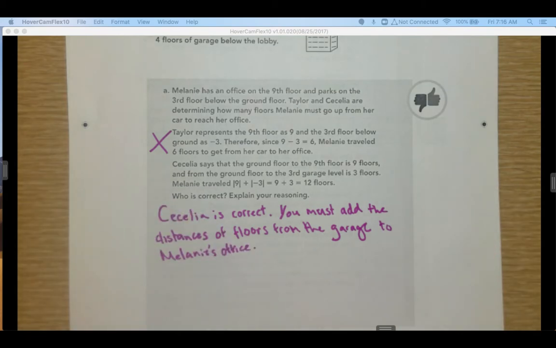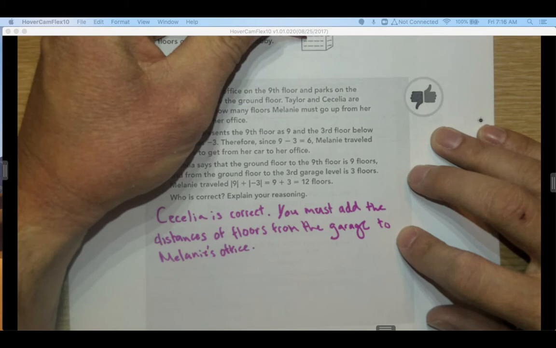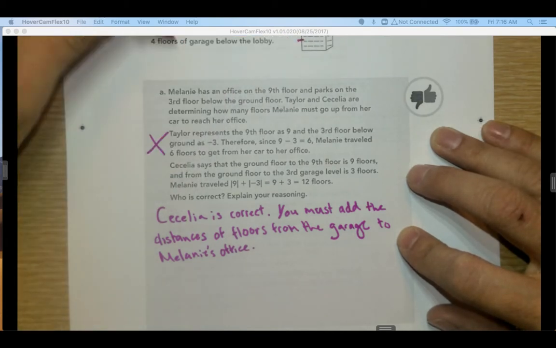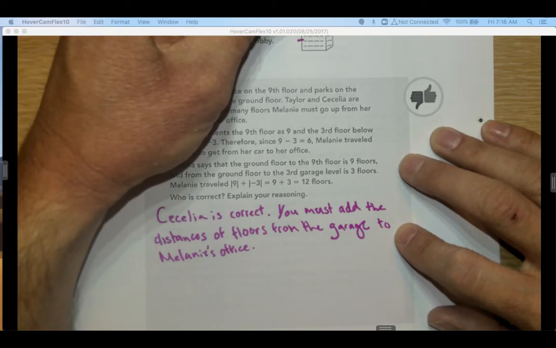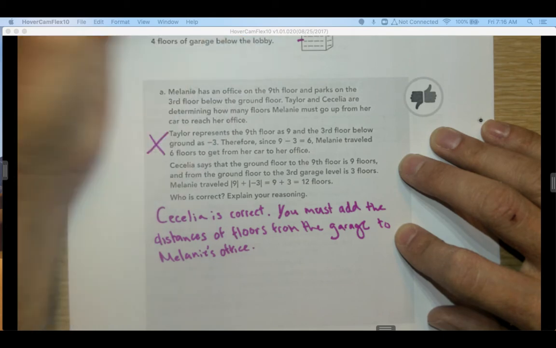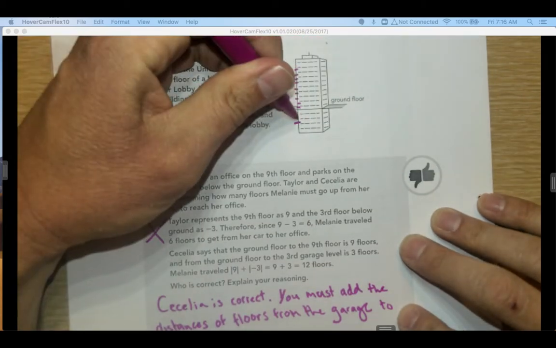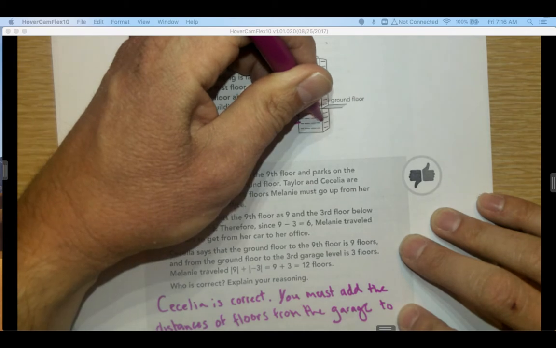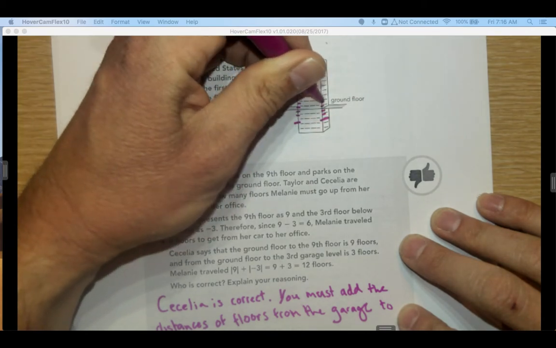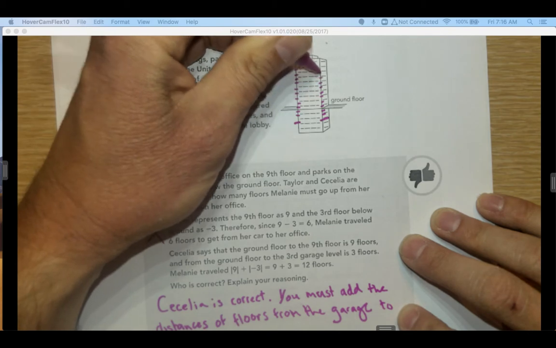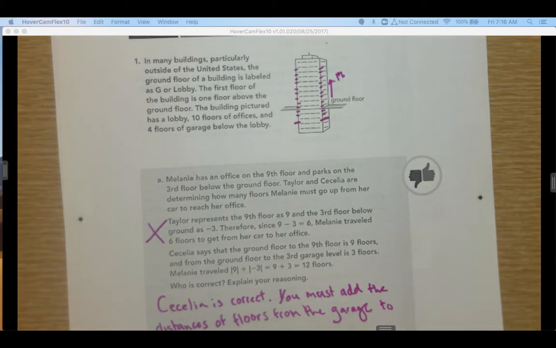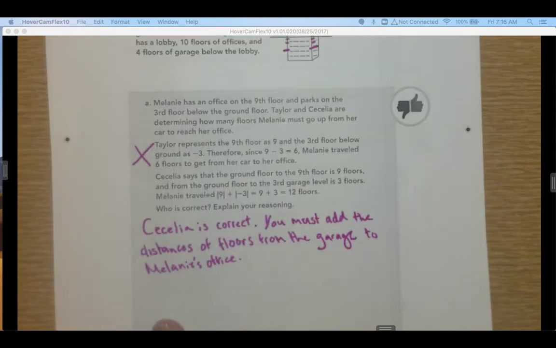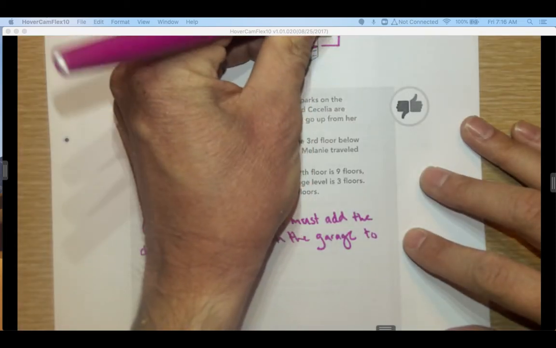And I can even use the picture here. If she was 3 floors below and then she was on the 9th floor, 1, 2, 3, 4, 5, 6, 7, 8, 9. And so we'd have 1, 2, 3, 4, 5, 6, 7, 8, 9, 10, 11, 12 to go up. And so we took the absolute value of 9 and the absolute value of -3 and added them together to get the 12 floors she'd have to travel to get from here all the way up to here.